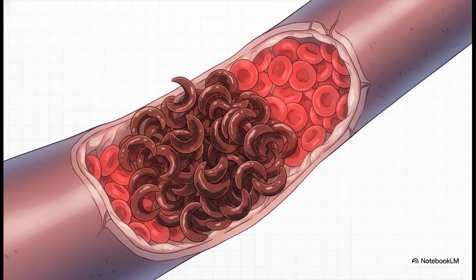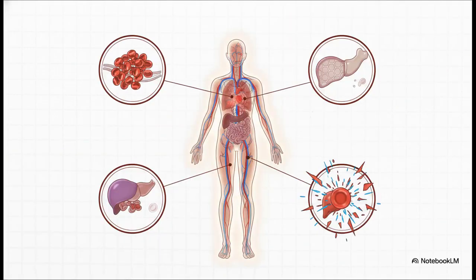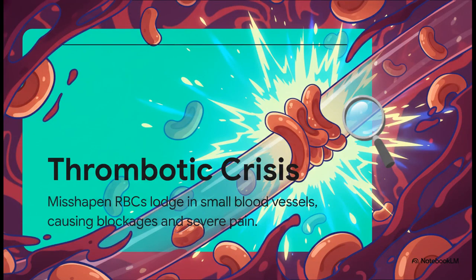This is the heart of the problem. And these logjams and other complications lead to what are known as crises. They generally fall into four main categories, and we're going to walk through each one so you can see how different and dangerous they all are. First up is the thrombotic crisis. This is that classic logjam we just talked about, and it's by far the most common type. The cells get stuck, blood flow stops, and this causes extreme pain and can damage tissues and organs.